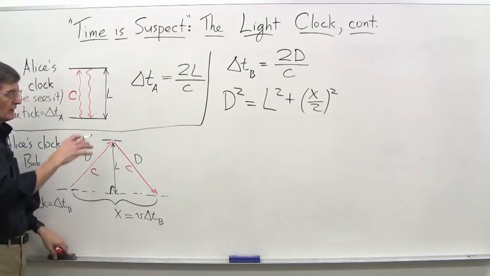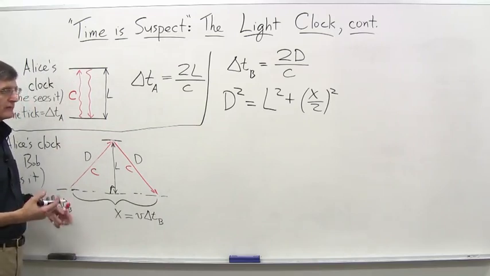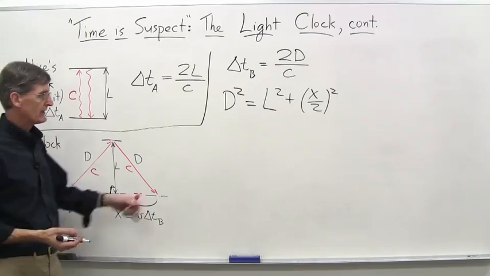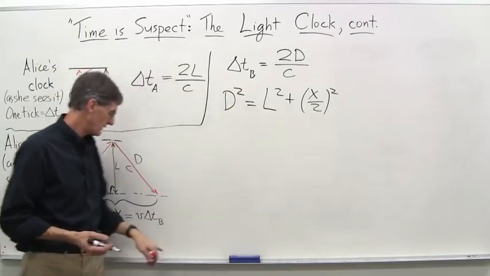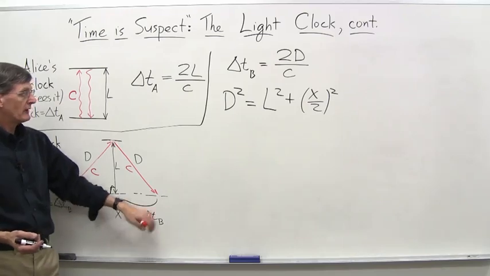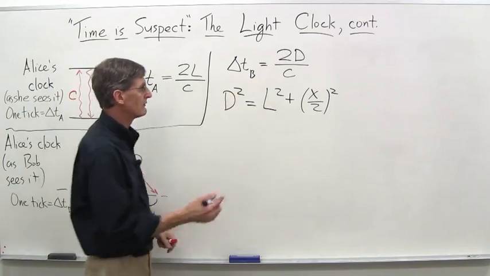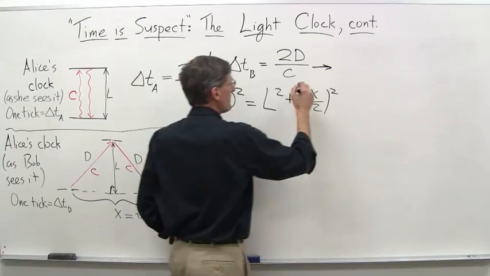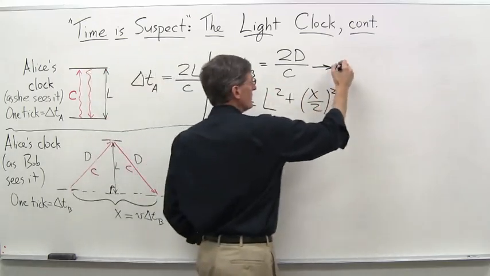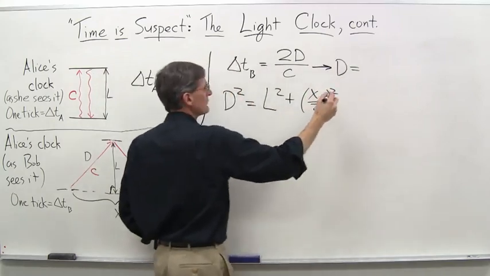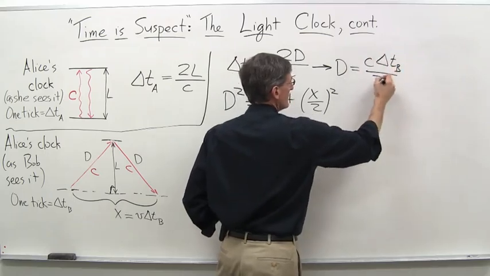So d squared equals L squared plus x over 2 squared. We can fill in some things here. We'd like to, remember, get rid of the d squared and the L squared, the d and the L here. And in a minute, we'll plug in this for x. But let's focus on d first. From this equation here, if we rewrite this, pull the c over here, and divide each side by 2, we can see that d equals c delta TB over 2.